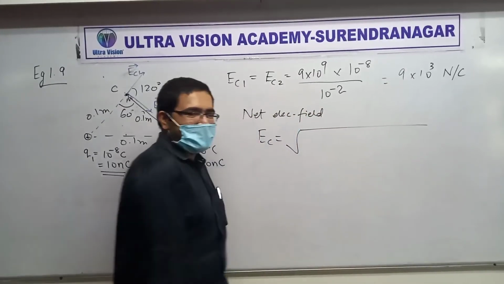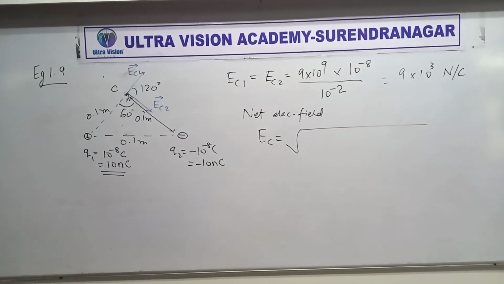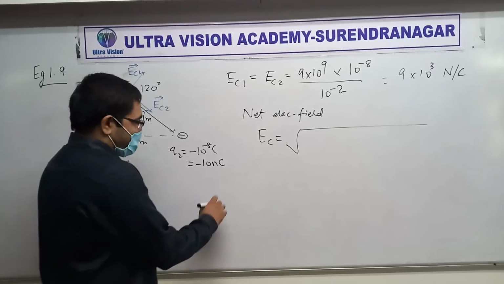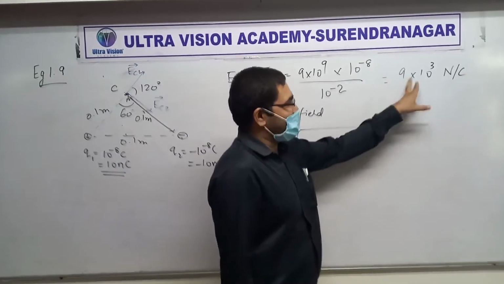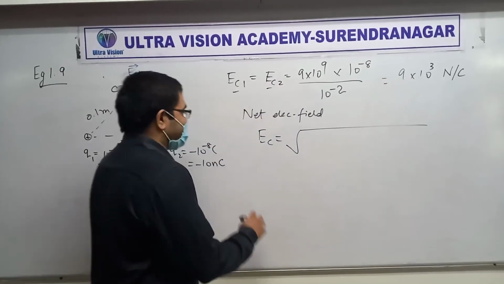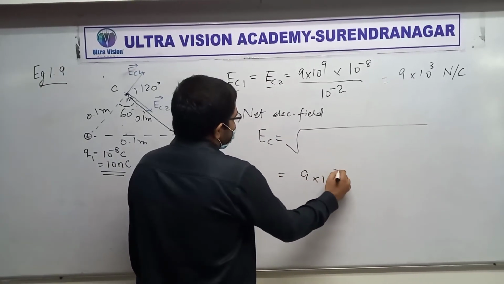Put everything. Now see, hopefully you have noted it earlier as well. I have noted it many times that whenever there are two magnitudes of which we have to take the resultant, and they are same, and the angle is 120, the resultant final answer is also the same.